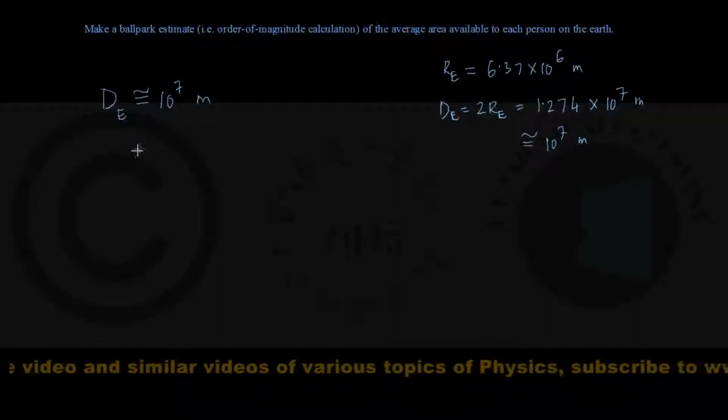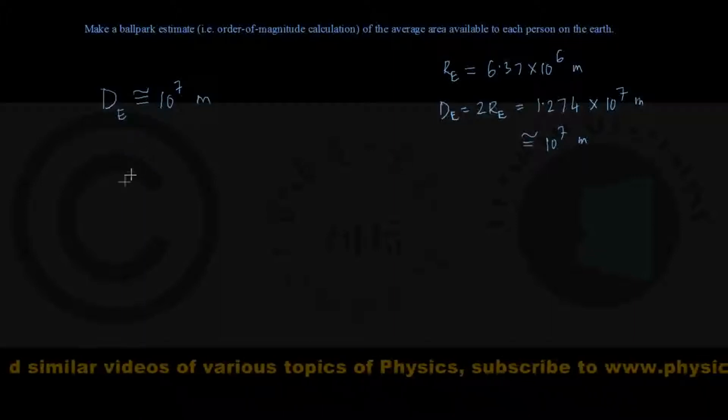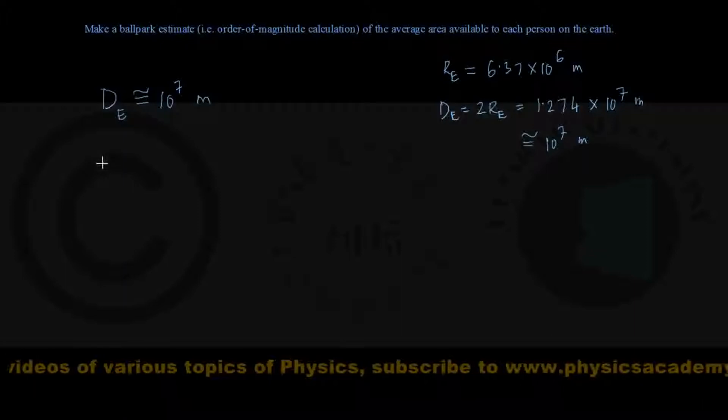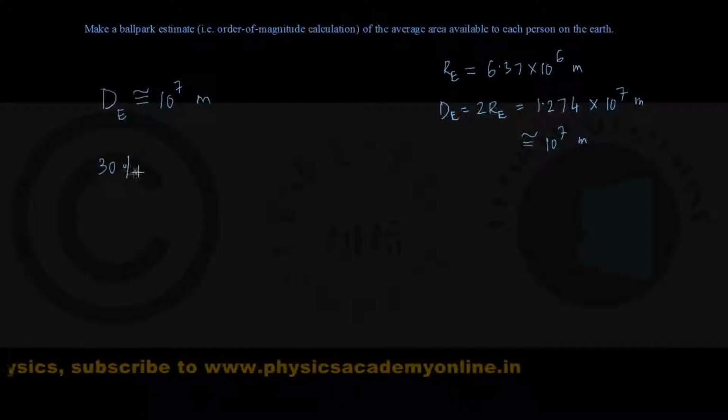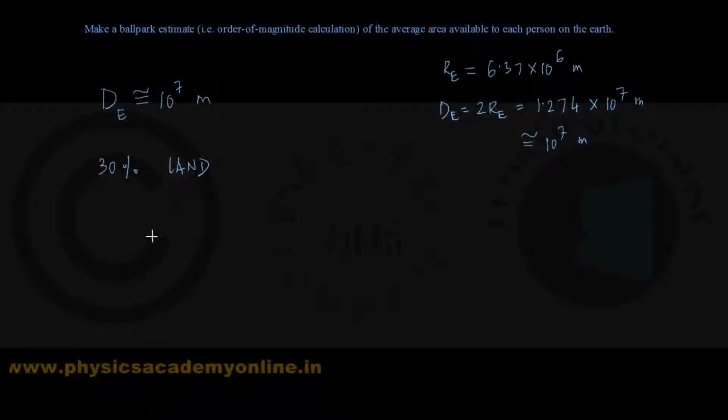Now it is estimated, and it's a fact you have to make use of, that about 30% of the total surface area of the earth is land. This I believe all of you know, as smart boys and girls with enough grip on geography as well. And 70% of the total area is water.